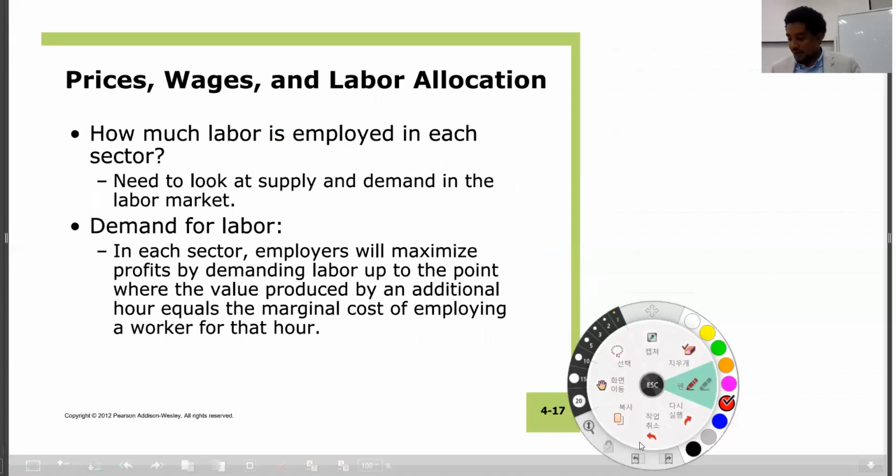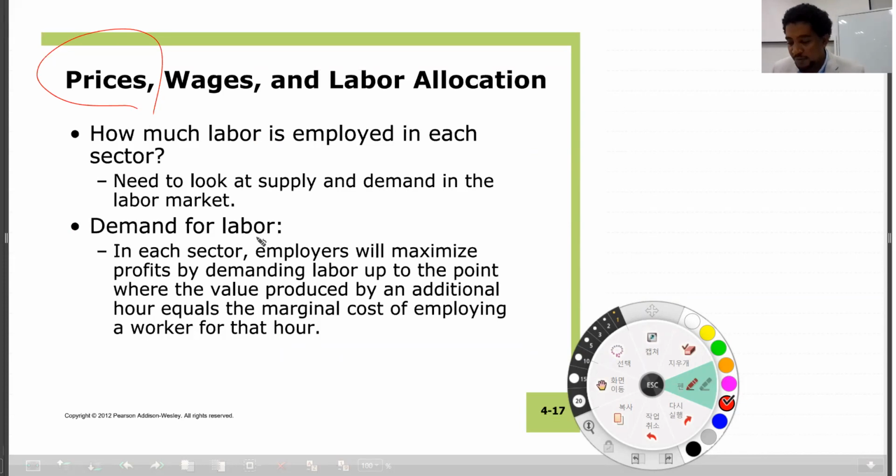So now let's talk about the price, wage, and labor allocation. So how much labor is employed in each sector? We need to look at supply and demand in the labor market, okay? So now we consider the price, and in the previous chapter, we also looked at the change in price and the change in allocation of each of the products in production, right? So we look at the demand and supply in the market, okay?